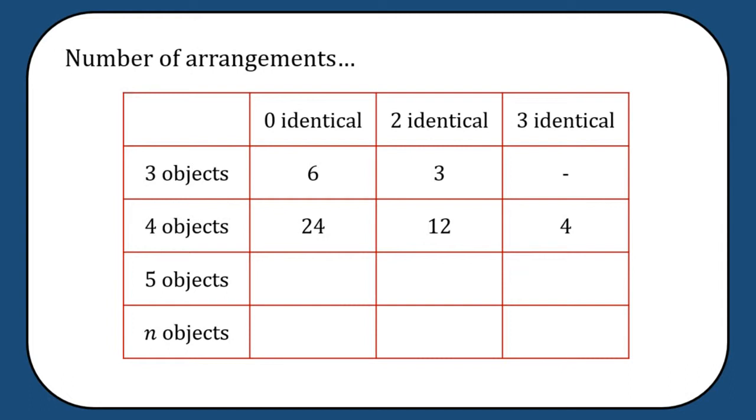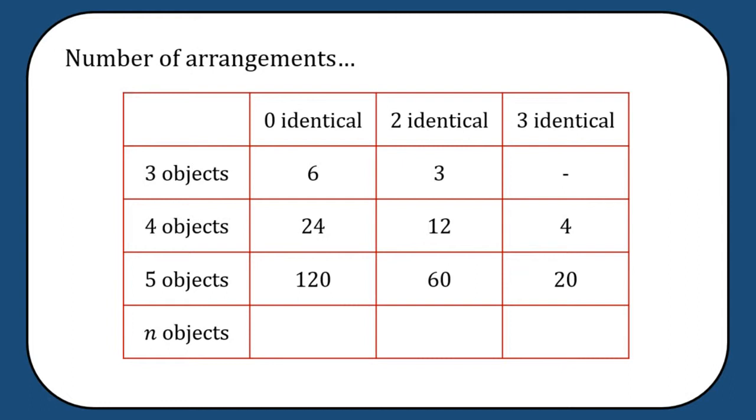We could extend that out. I'll give you the numbers for 5. If we have 5 objects, we know that we can arrange those objects in 5 factorial different ways, 120. But if 2 of those objects are identical, the number of arrangements reduces to only 60. We've ended up with half the arrangements we had with no identical objects. And if 3 of those 5 objects are identical, we'll end up with only 20 different arrangements.